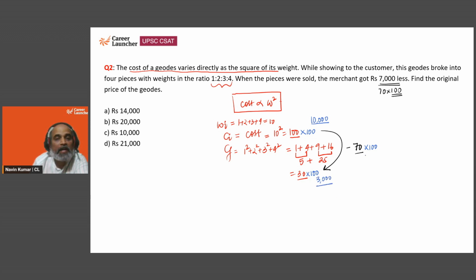So that's where we will have a reduction of 7,000. Since we are asked to find the original price of the geodis, it's going to be 10,000. So option C. When we do ratios and proportion, this is how we solve it. We assume those proportions to be the actual values and work on them.